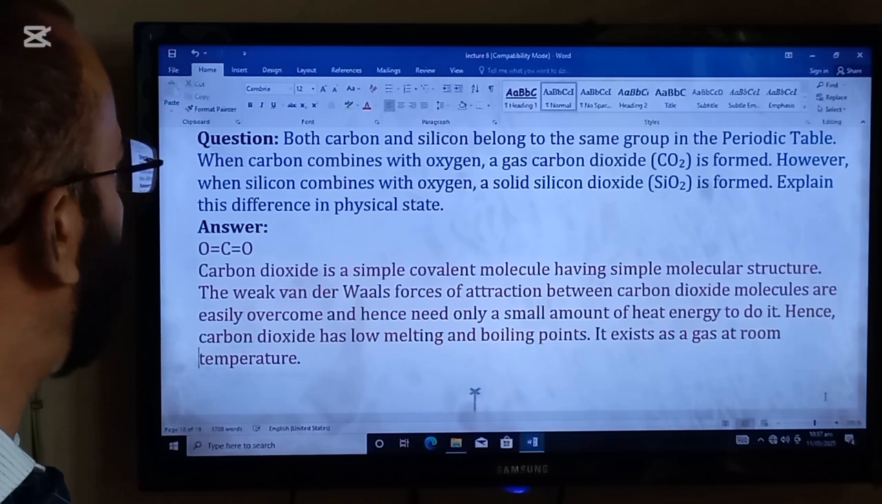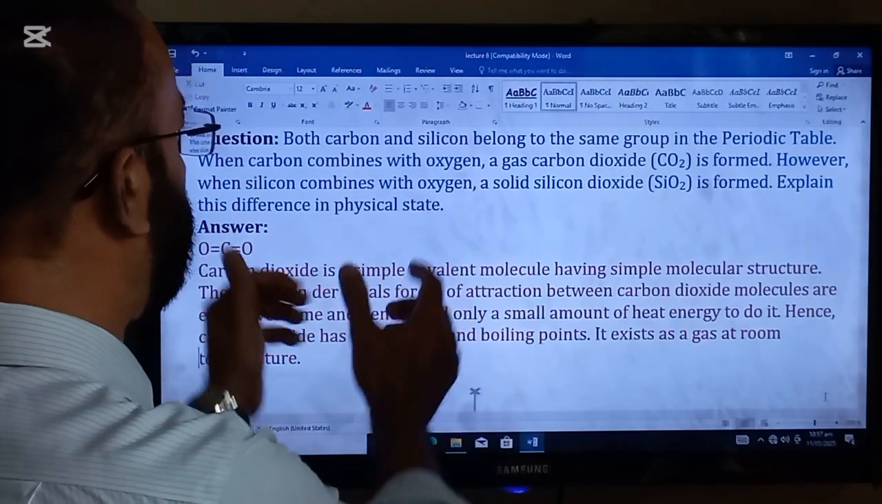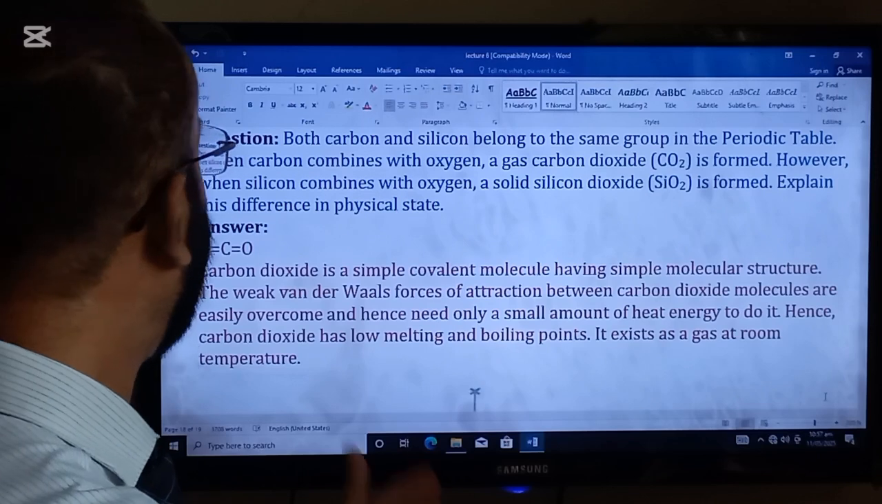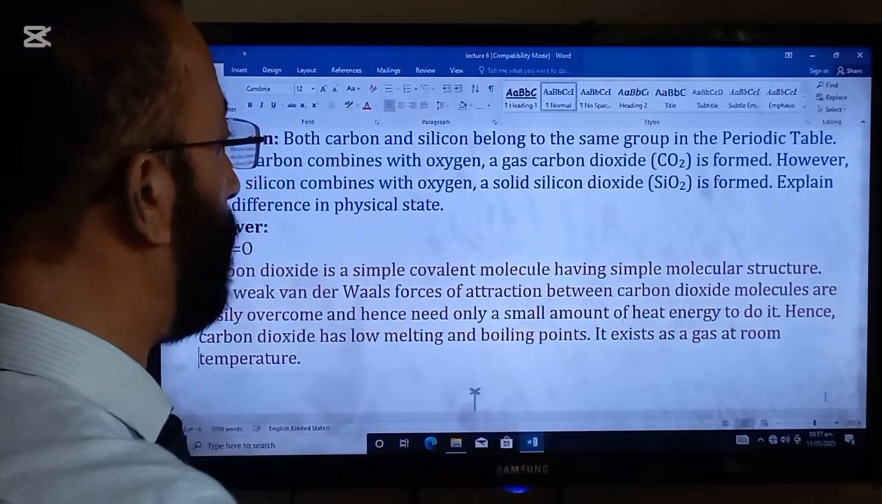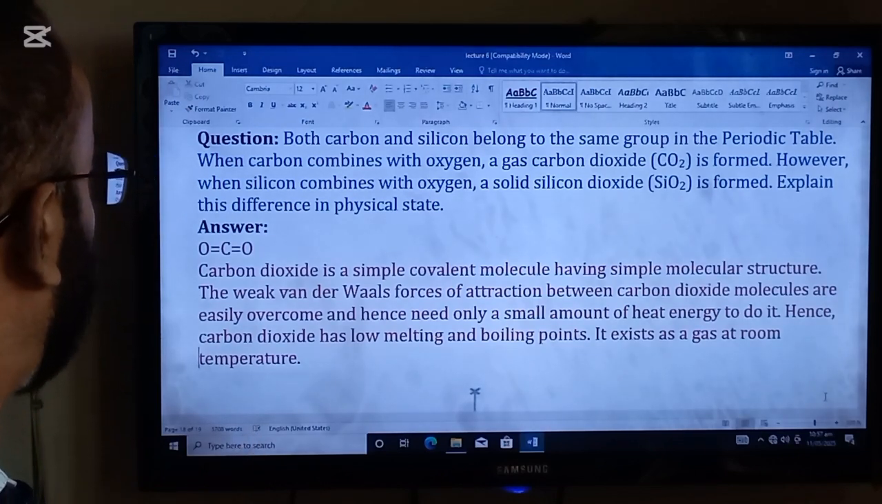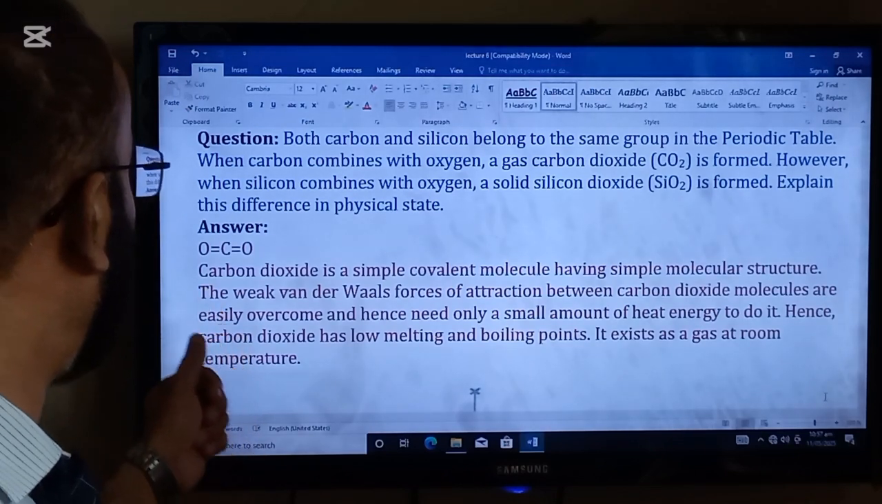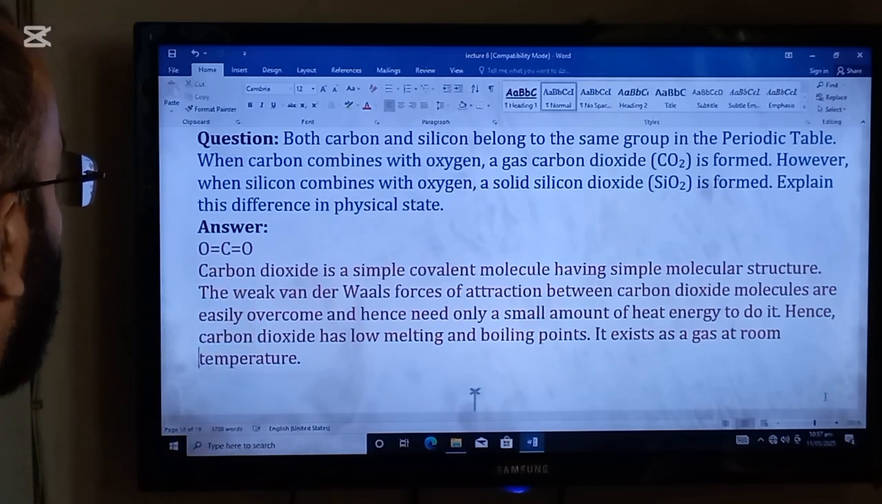So, very important question. When carbon combines with oxygen, a gas is formed. Whereas, when silicon combines with oxygen, a solid is formed. Why is there this change in physical state? So, the answer is carbon forms this form of bonding with the oxygen.